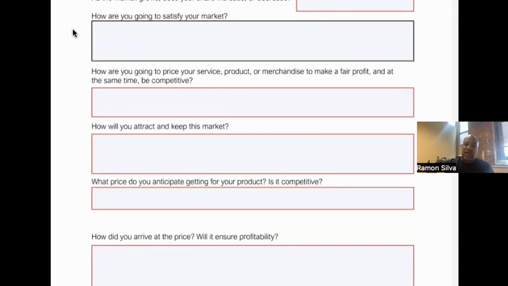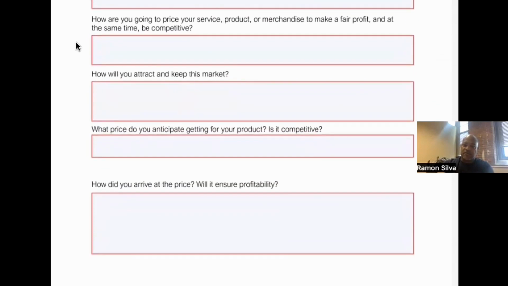How are you satisfying your market? How are you going to price your service? And this is important. If you're providing a service, are you charging by the hour? Are you charging by the service? Do you have a flat rate? Do you have a fee for a product? Do you have a product that you have to manufacture, that there are costs involved in that project and you're charging 2 or 3 or 4 times the cost?